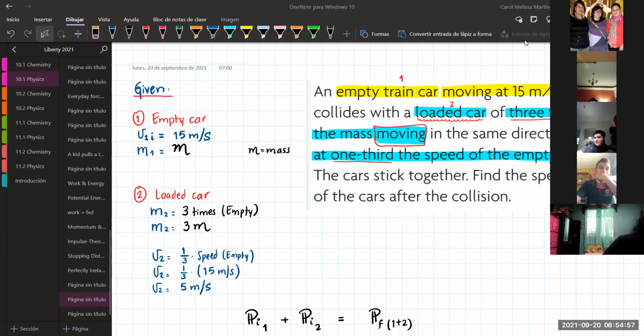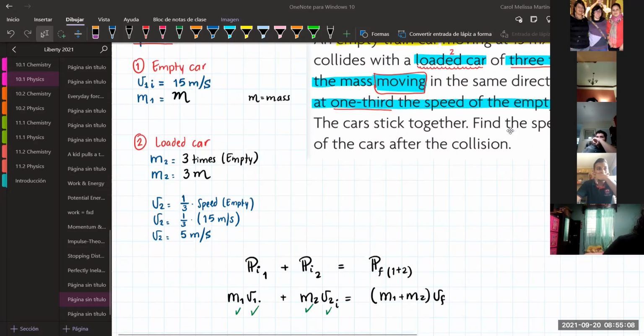So remember what we need. We need to know masses and we need to know velocities, according to the formula that we need to use. So I have velocities, I have the masses, so that means that I can start by using that formula. Now, what am I looking for? We need to read this. It says the cars stick together. If the cars stick together, we know that this is an inelastic collision.